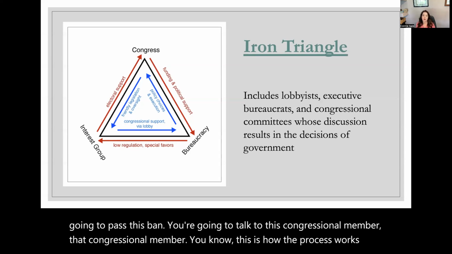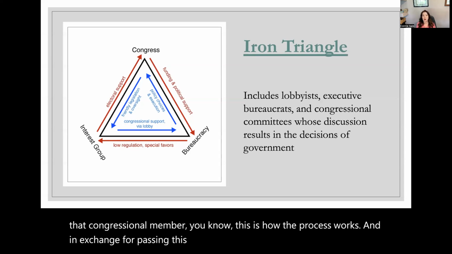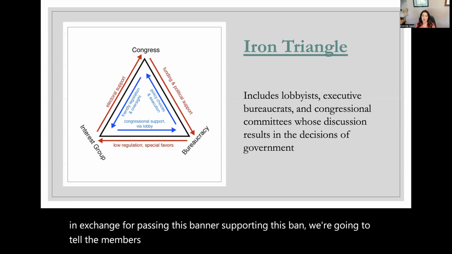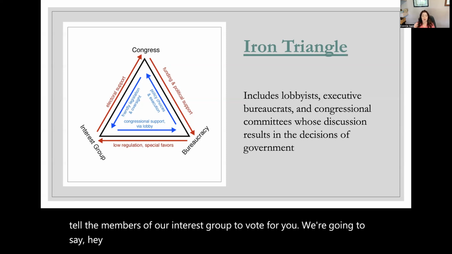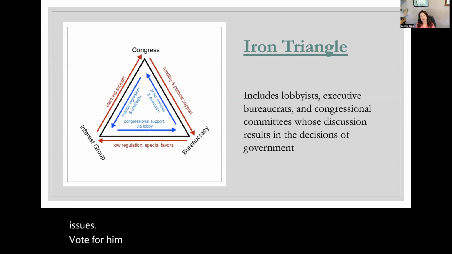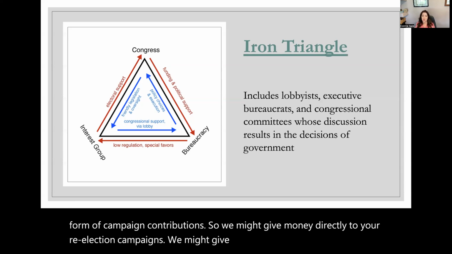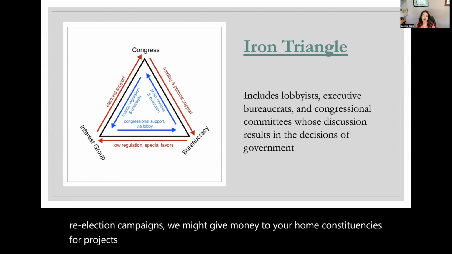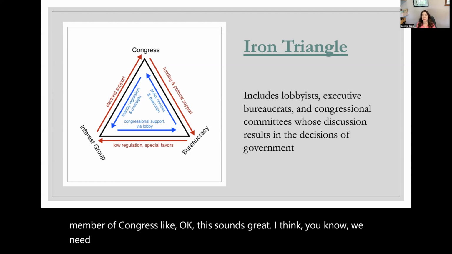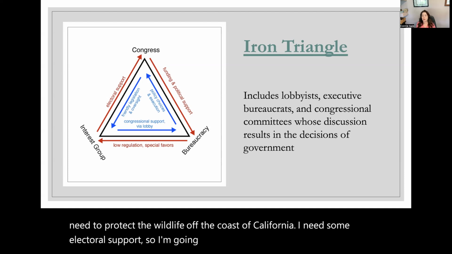And in exchange for passing or supporting this ban, we're going to tell the members of our interest group to vote for you. We're going to say, hey, this candidate believes in what we believe in, has supported our issues. Vote for him. And we're also going to give you electoral support in the form of campaign contributions. So we might give money directly to your reelection campaigns. We might give money to your home constituencies for projects that will make you look good. And so the member of Congress is like, okay, this sounds great. I think we need to protect the wildlife off the coast of California. I need some electoral support. So I'm going to support this plastic straw ban.